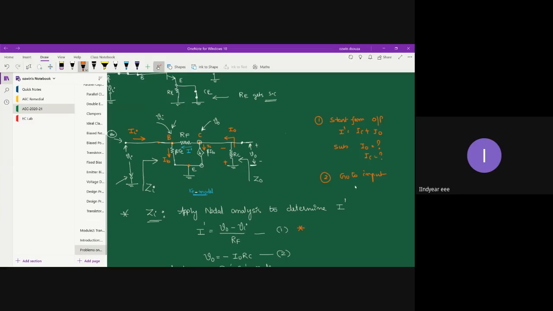And write the expression for IB. So IB is equal to II plus I dash. Here substitute I dash from the output side. And the third step is to take out the ratio VI by II. So this is the algorithm basically. All right.